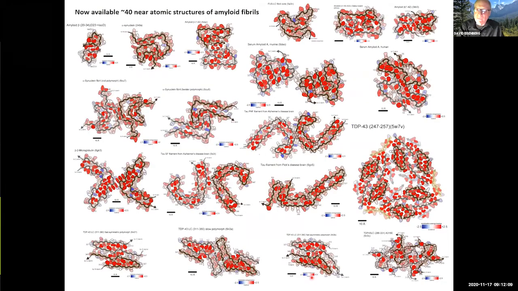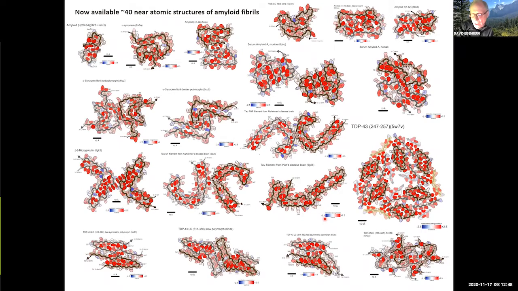So now to give you a little review of the many structures that have now been determined by cryo-EM of amyloid fibers. We call these near atomic structures. The resolutions are in the range of 2 to 3 angstroms, where the crystal structures I just showed you are at 1.5 or better angstrom resolution, where we really see the atoms there. Here we don't really see the atoms, but we can trace the polypeptide chain and infer where the side chains are. So there are about 40 of these structures. I'm showing you half of them here in this slide.